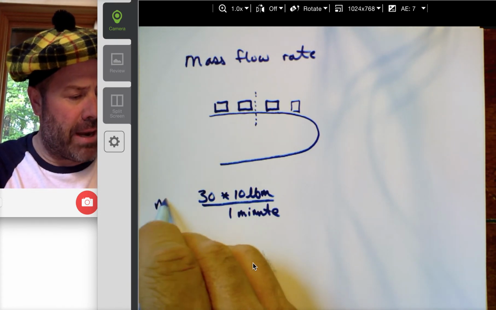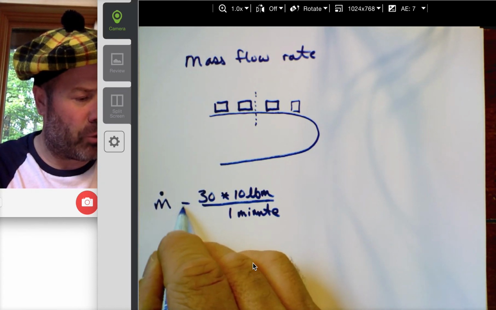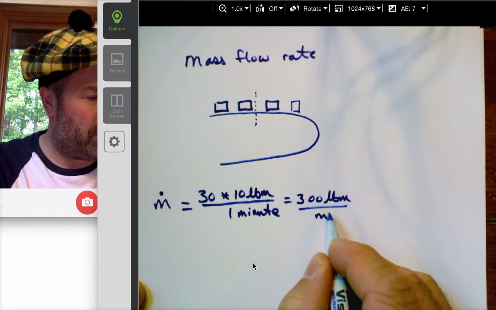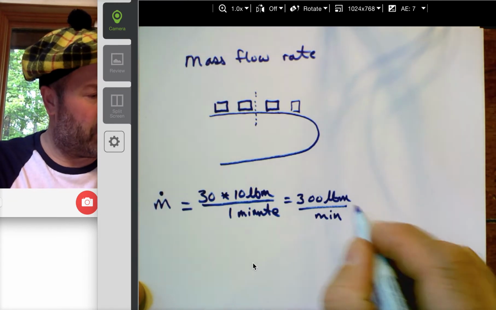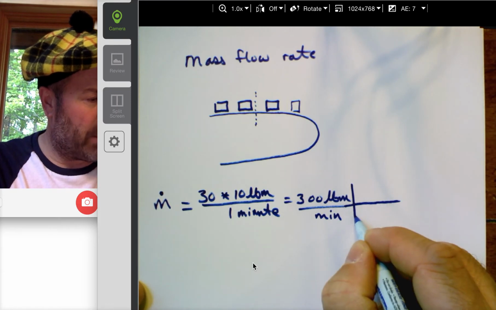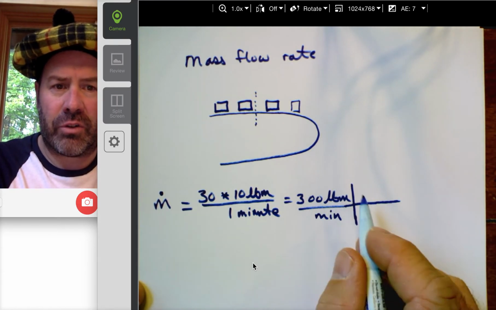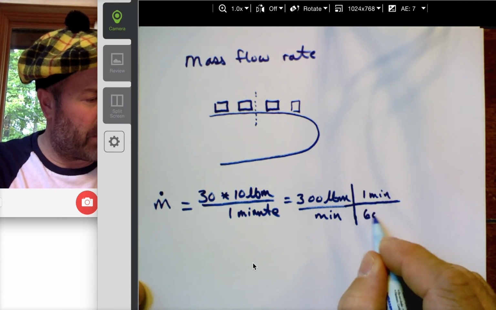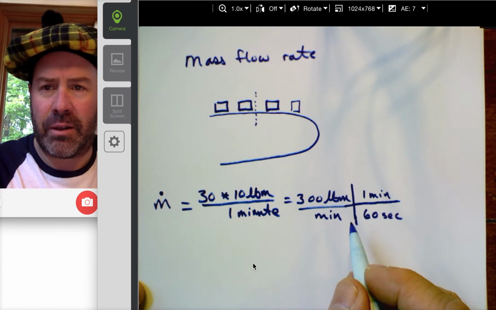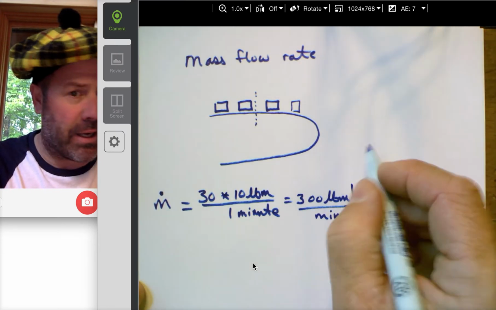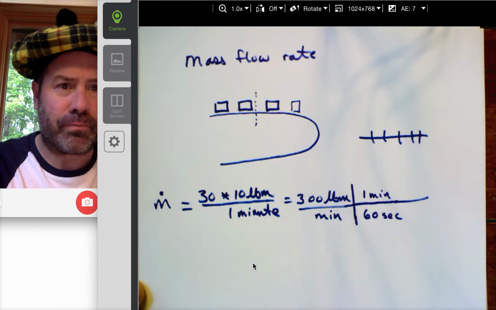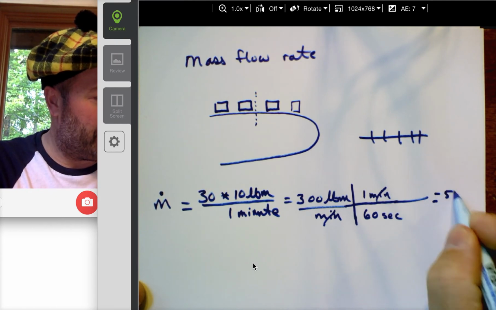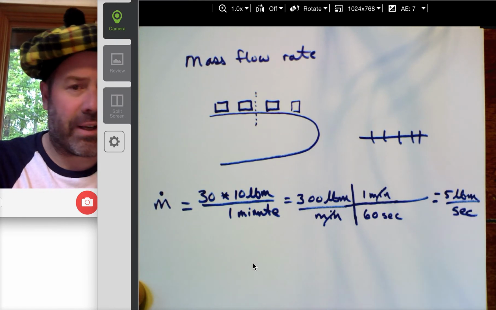So I would argue then that the mass, put a dot over it for flow rate, the mass flow rate would be 300 pounds mass per minute. Or we could convert, and if you're new to my classes, I really like using this horizontal and vertical line method for doing conversions. 1 minute is 60 seconds. I call that the railroad track method, because when you look at a map, the railroad track on a map looks like this. 1 minute, 60 seconds. This looks like it would be 5 pounds mass per second.